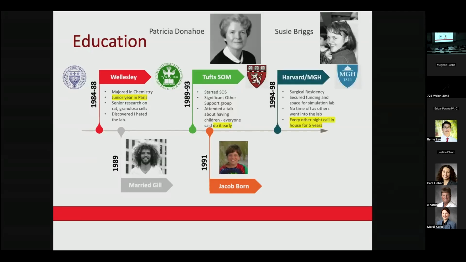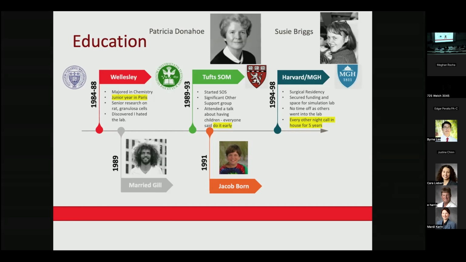And then I applied to residency, and I wanted to be a pediatric surgeon. So I looked for a residency that could get me into pediatric surgery. Now, back at Wellesley, I had discovered that I hated working in the lab. So I was going to try to do some kind of broad thing for my research time, or I wasn't really sure, but I knew I had to get some research under my belt. But the program needed someone to go straight through, and I'm like, okay, fine, I'll just go straight through. I can do it after.